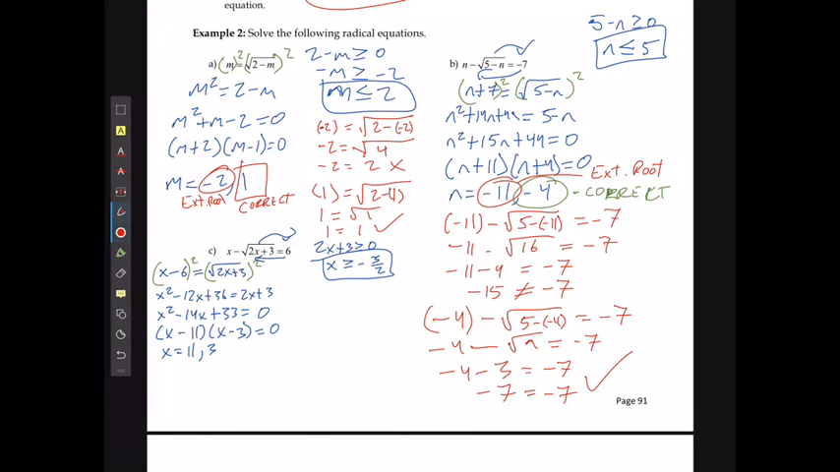So I can say that 11 minus the square root of 2 times 11 plus 3 is equal to 6. 11 minus the square root of 22 plus 3 is equal to 6, or 11 minus the square root of 25 is equal to 6. 11 minus 5 equals 6, and 6 is equal to 6. And that one works.